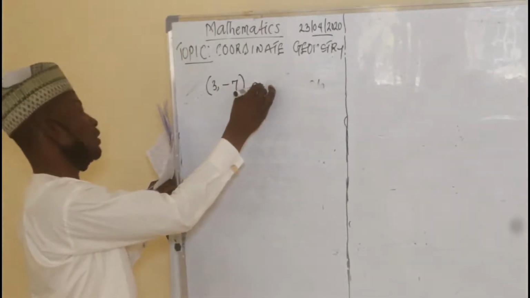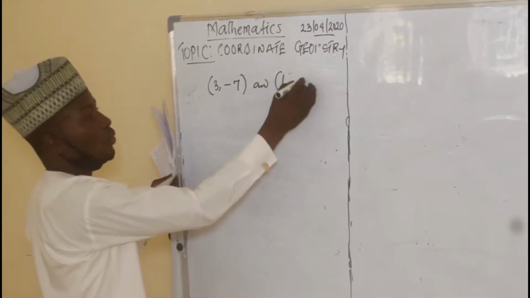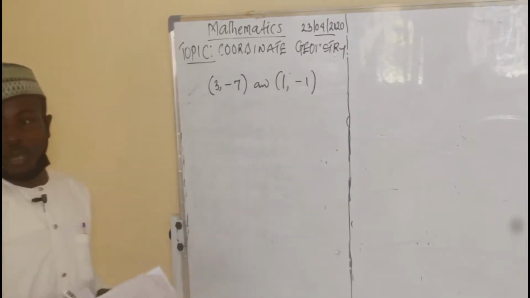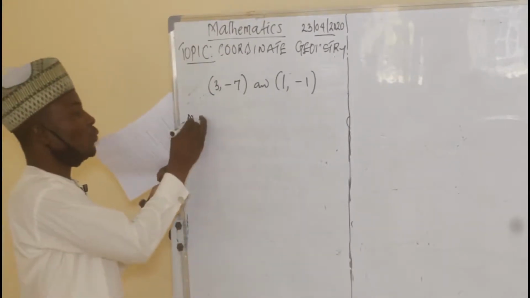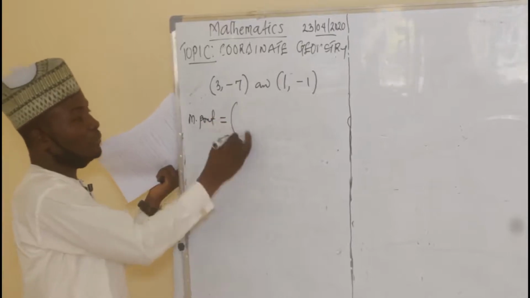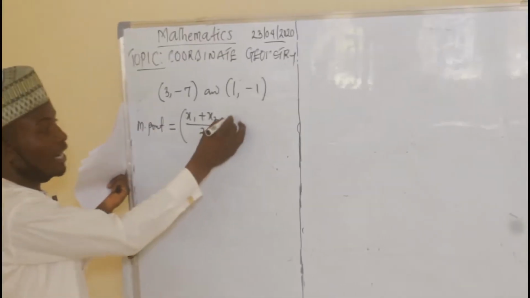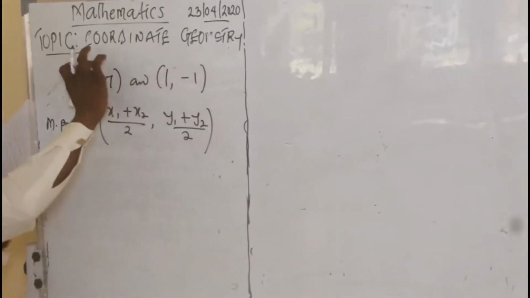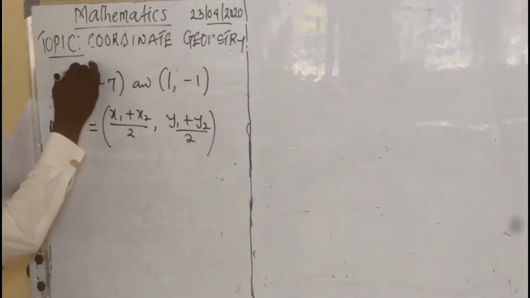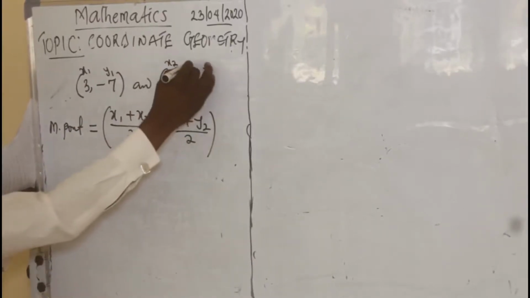-7, 1, 1 and -1. The question asks us to calculate what? The coordinate of midpoint. Then we have already stated what is the formula of midpoint. Midpoint, we said the formula is x1 plus x2 over 2. Do you see it? Comma. y1 plus y2 over 2. So from this our coordinates we have. This is our first point, this is our second point. This is x1, this is what? y1. This is x2, this is y2.